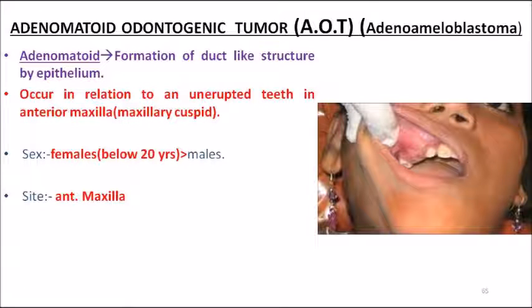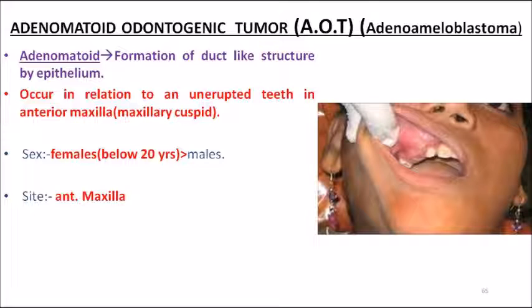Now coming on to adenomatoid odontogenic tumor or AOT. Adenoblastoma. It's a very important MCQ. There is formation of duct-like structures by the epithelium in this tumor. Because of that reason the term given is adenomatoid. Duct-like structures, like salivary gland duct-like structures, are present in the epithelium of this tumor. Because of that reason it is called adenomatoid odontogenic tumor.